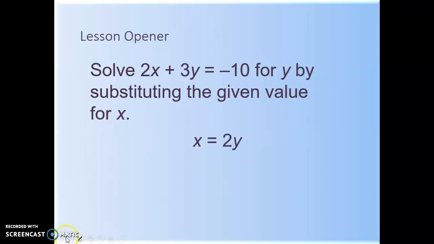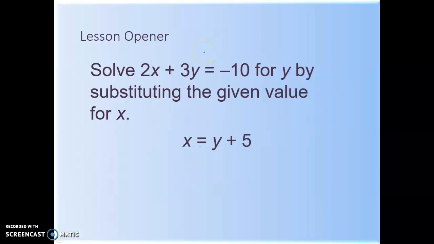What about when x equals 2y? Well, substituting that in, we would change our x to 2y and use the distributive property, combine like terms, and we would find out that y equals negative 10 over 7.